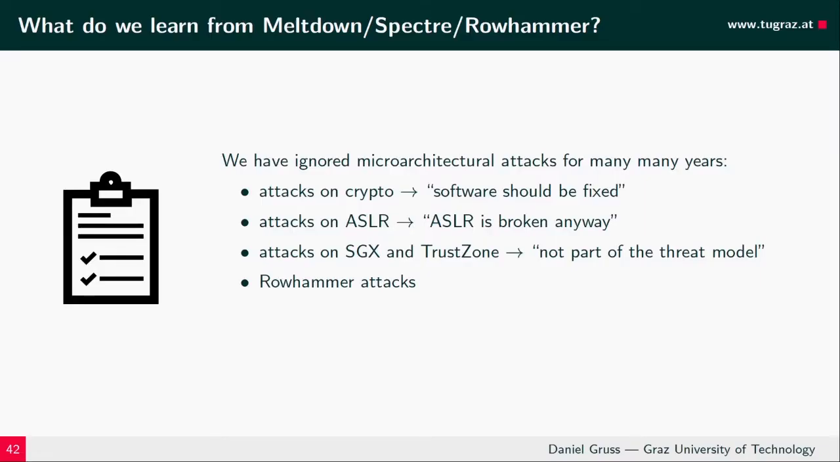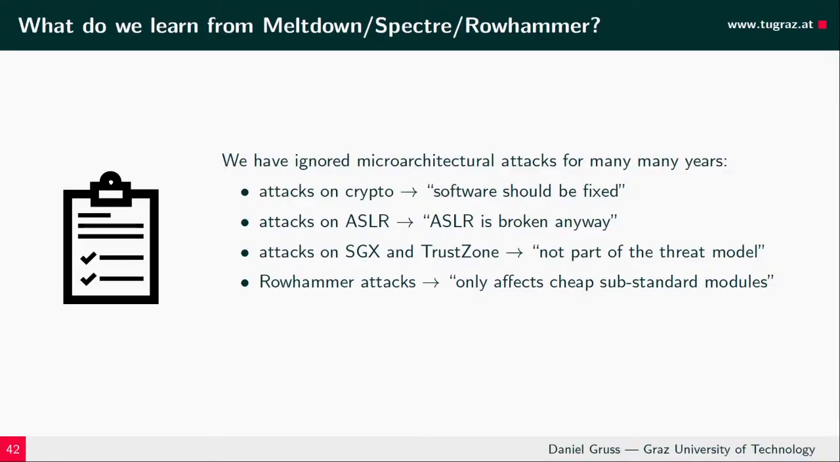Rowhammer attacks, interesting response there, because the prevalence studies on Rowhammer say that 60 to 80% of the modules are affected. And what we got as a response was, yeah, this only affects cheap substandard modules and also ECC memory is saving. Okay, if 60 to 80% is cheap substandard, then probably we should all invest more money into DRAM modules, right? I don't know also where the other non-substandard modules go.